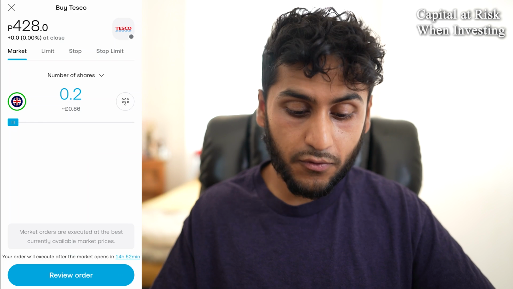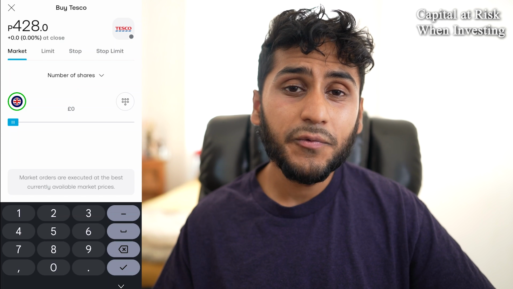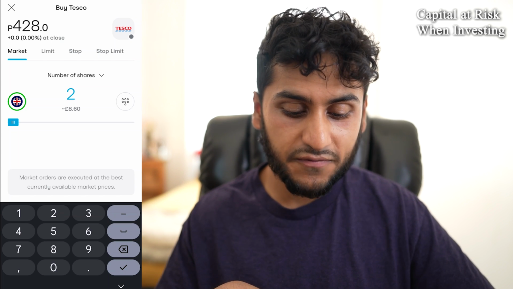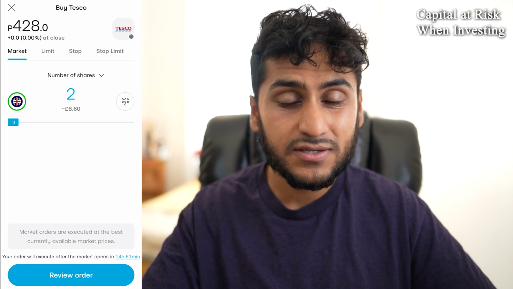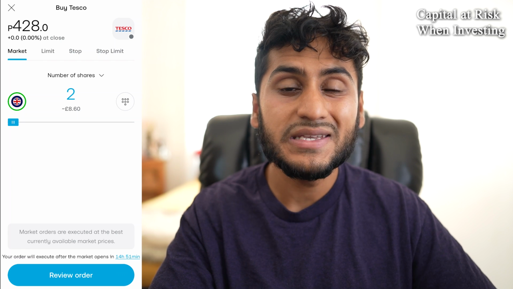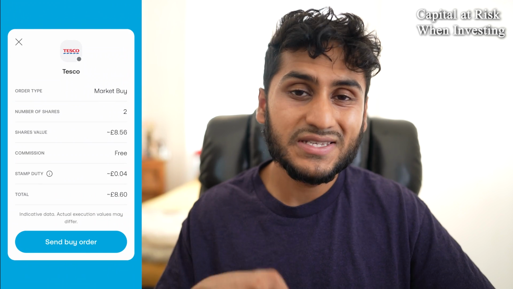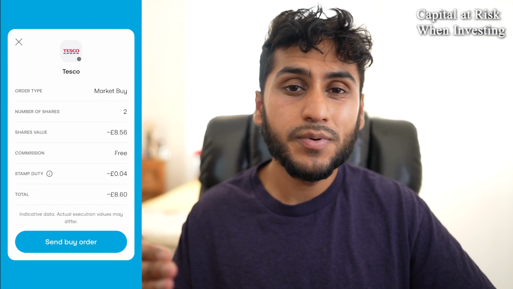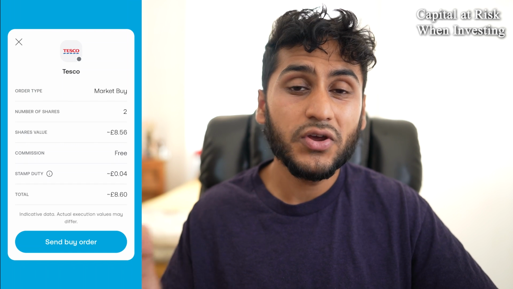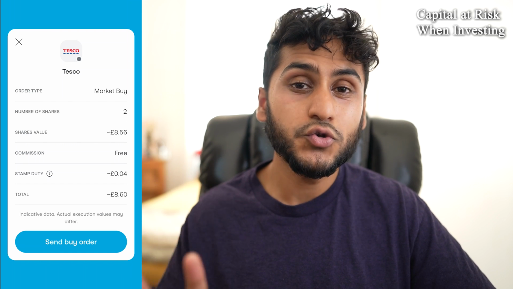Now, same thing as before, if we press the number, we can go in and change the value. So if we wanted exactly 2 shares of Tesco, we can punch in 2. Now, when the market opens, Trading 212 will try to find you 2 shares of Tesco. Now, the amount you're going to pay is going to be dependent on the price when the market opens. So if you press review order, you agree with the terms and press send buy order, when the market next opens within about 2 hours-ish, Trading 212 will try to find you 2 shares of Tesco.